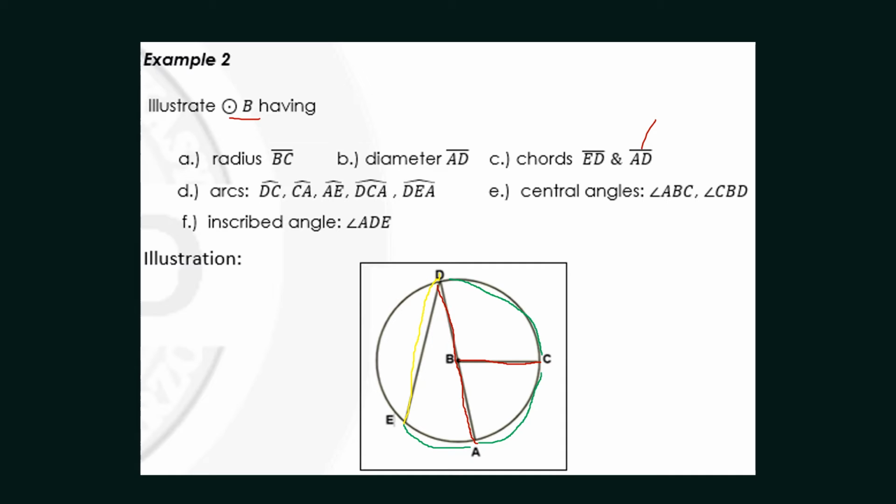We have DCA. Let us use another color. D, and then C, and then A. That is semicircle. DEA. That is also a semicircle. And then we have the central angles. Angle ABC. Ito yung angle na yon. Angle CBD. Ito naman yung angle na yon. Dalawang central angle. We also have an inscribed angle. That's angle ADE. Gamit tayo ng dark blue.